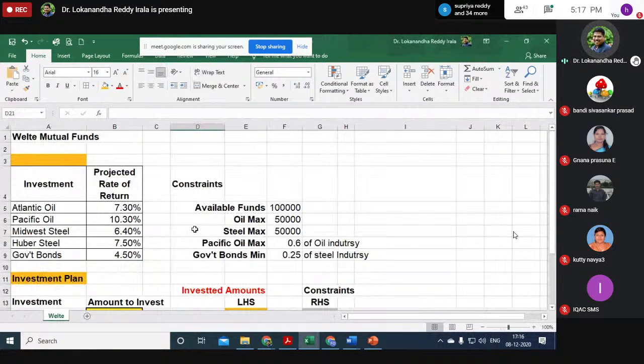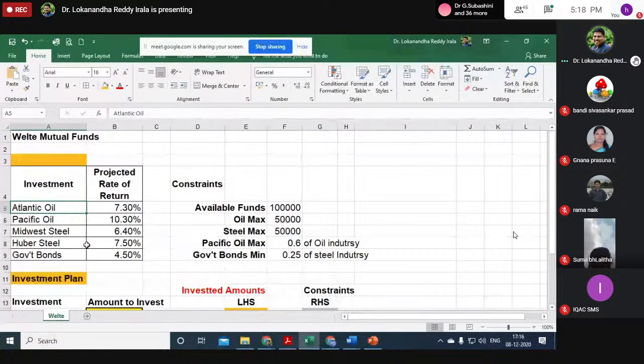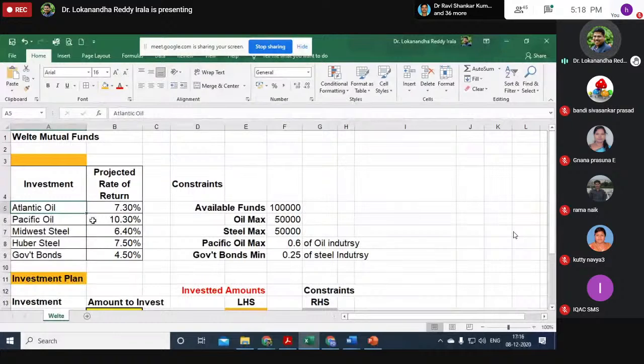So this is where I have represented the different investments, the shares that are considered, giving you these projected rates of return. That means if you are investing in Atlantic Oil, you get 7.3%. If you are investing in Pacific Oil, you get 10.3%, and so on. So this is one area that we should take into account.